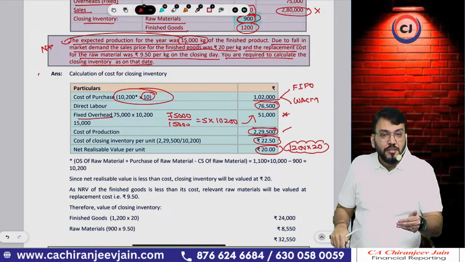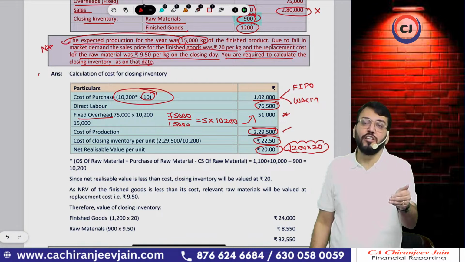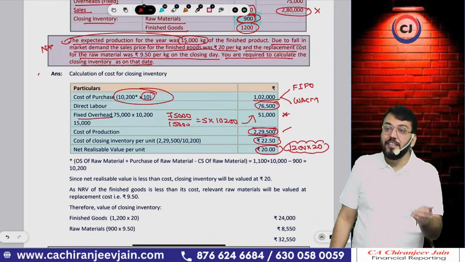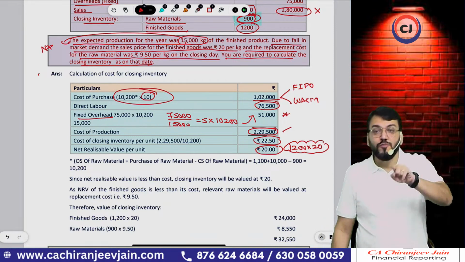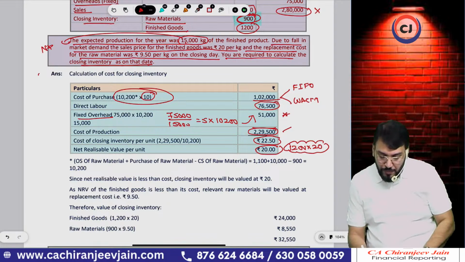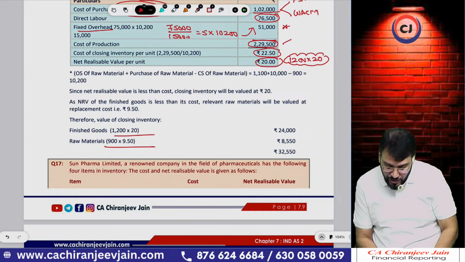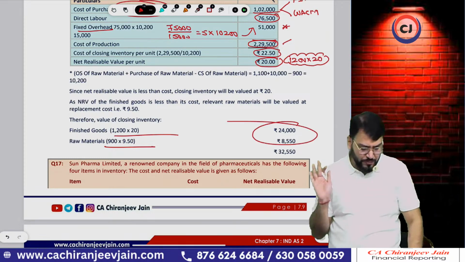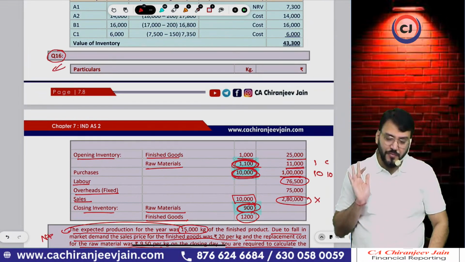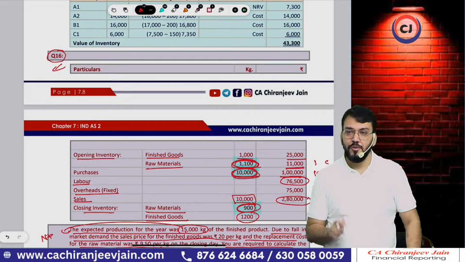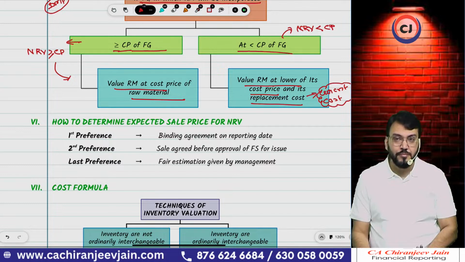So in this case, finished goods are expected to be sold at below cost price or more than cost price? Because NRV is less than cost price. Therefore, raw material should be valued at cost price or replacement cost, whichever is lower. Therefore, it will be 9.5. So 900 into 9.5, the same answer will come. Check karo, they have done this. Good question or not? Good question. This type of question should be asked in exam. Okay, done. This also done. My job done. Okay. Okay, sir.